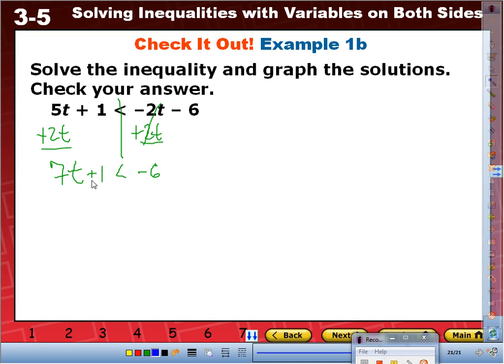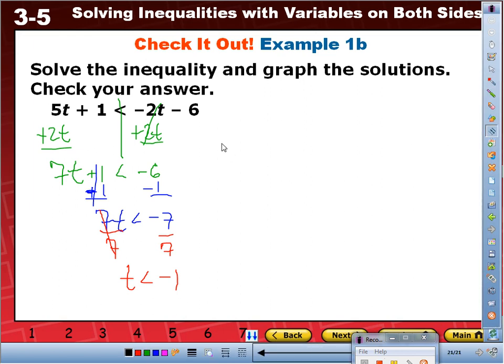From there we subtract 1, subtract 1. We got 7t less than negative 7. And my last step, divide by 7, divide by 7. t is less than negative 1. Notice that I did not flip the inequality symbol. Why? Even though I have a negative 7, I'm dividing by a positive 7.